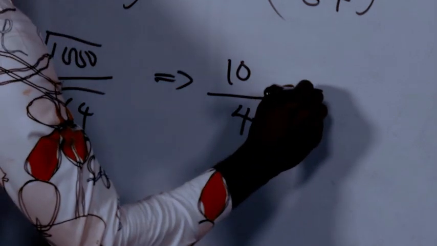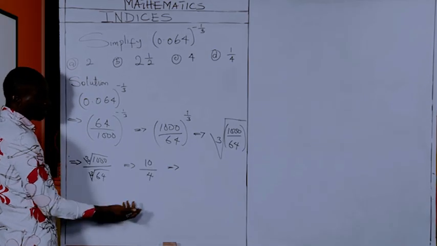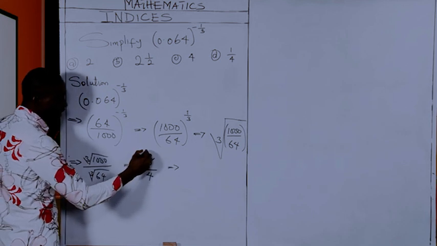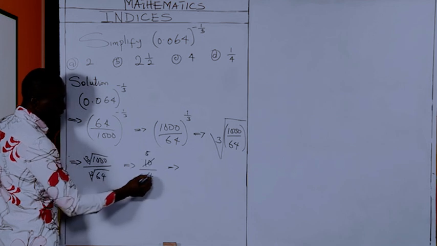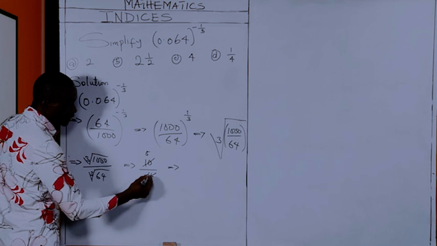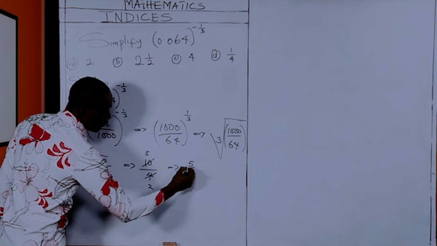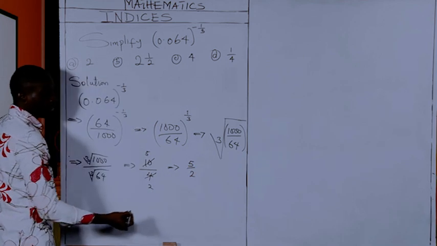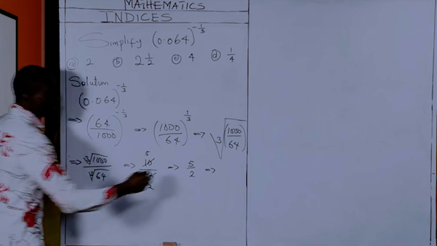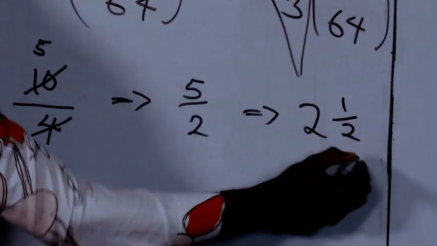This will give us 10 over 4, and we can cut it down. What is the common factor? 2. 2 in 10 gives 5. That 2 is used to cancel 10 to get 5, and when you use it to cancel 4, you get 2. And you have 5 over 2. With this, you can finally have 2 whole number 1 over 2 as your answer.